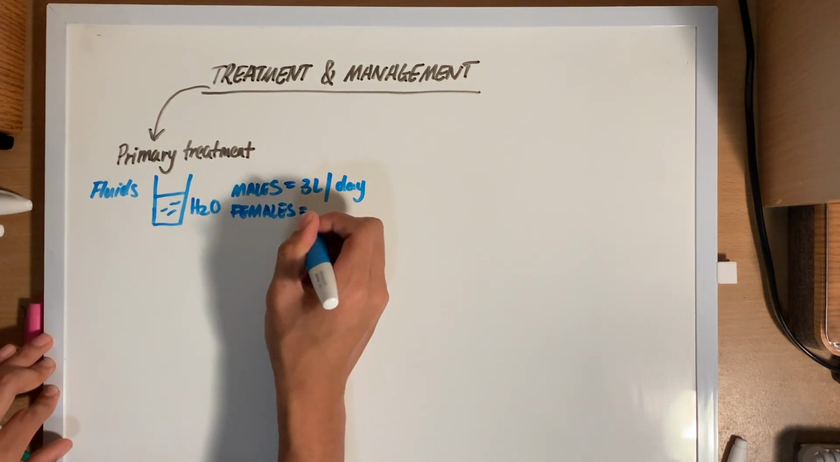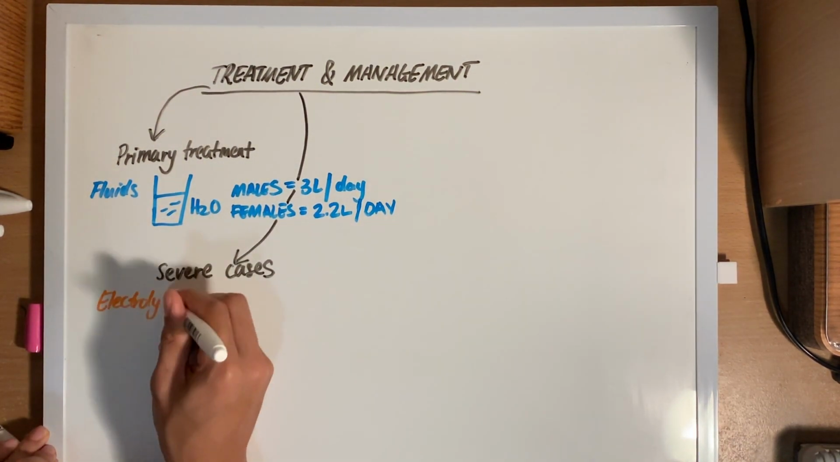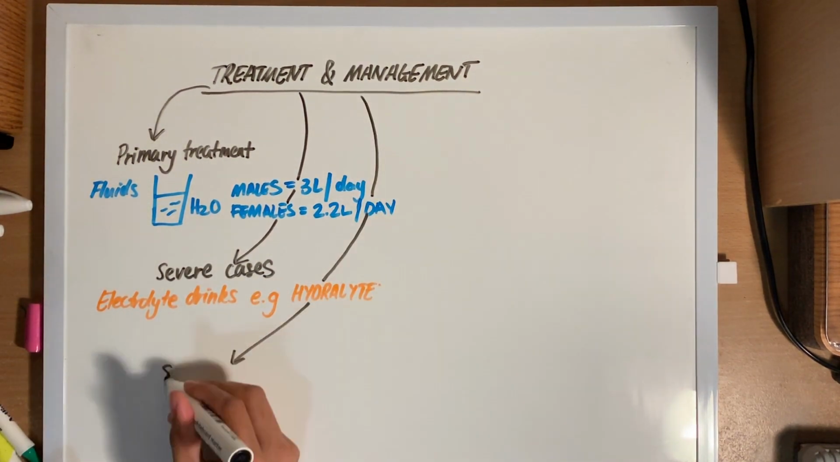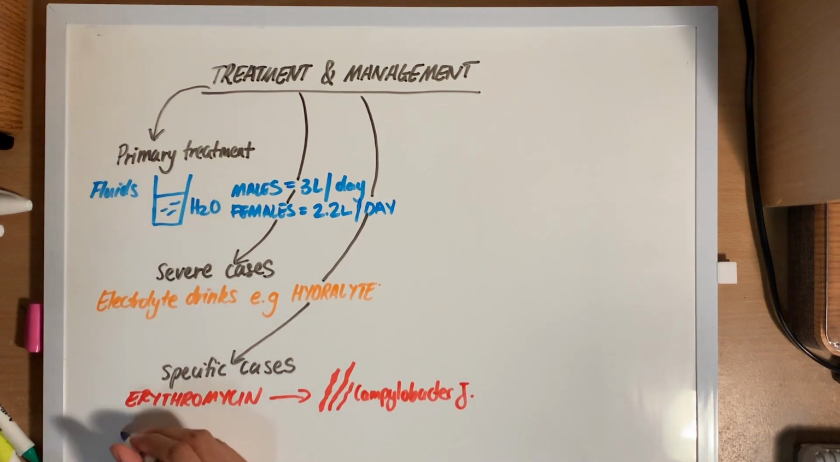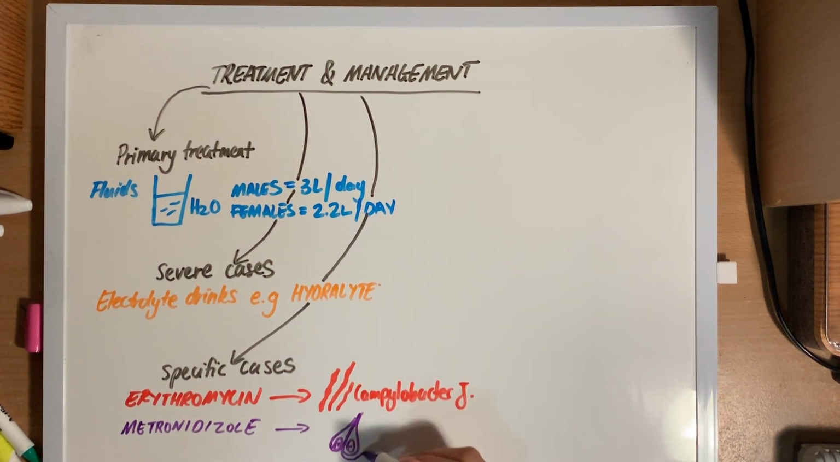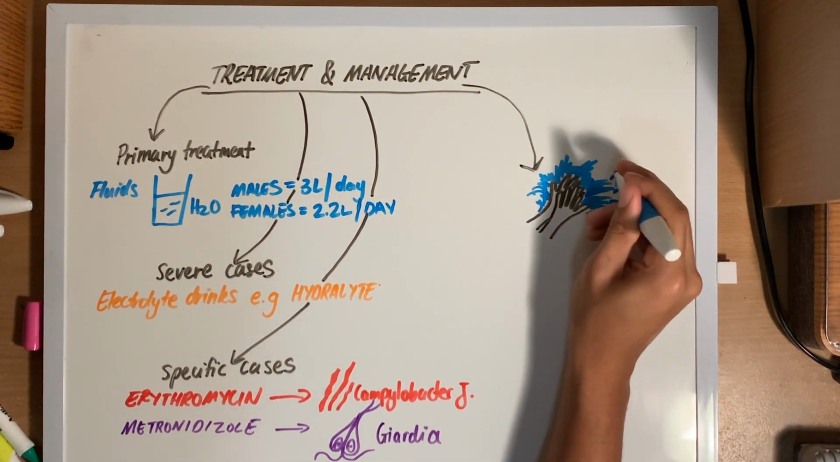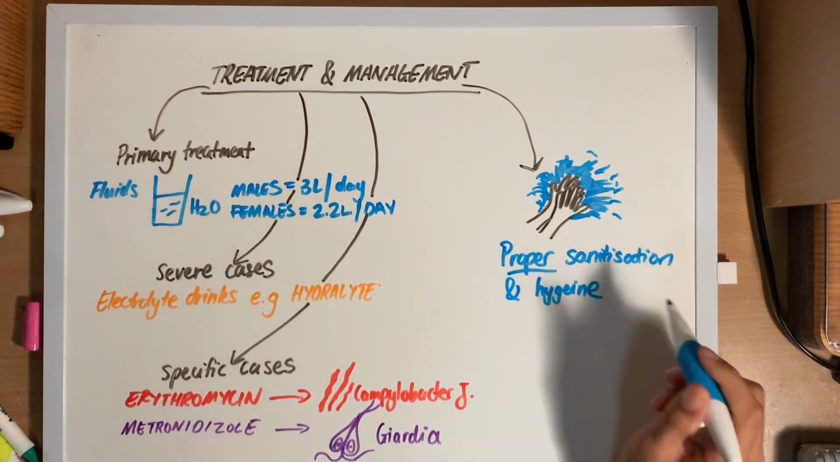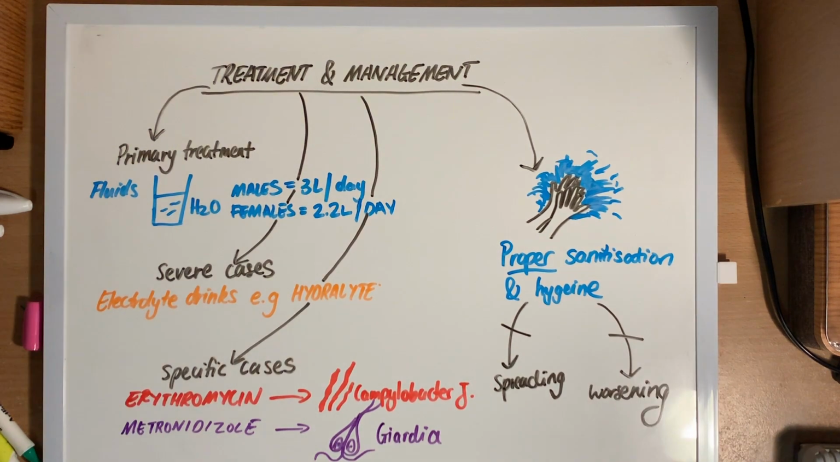These cases don't usually last longer than a week, but in severe cases further treatment is required, such as electrolyte-high fluids for extreme dehydration, or specific antibiotics like erythromycin or metronidazole, for Campylobacter jejuni or Giardia respectively. As for managing the condition, proper sanitation and hygiene is imperative in preventing the condition from worsening or spreading to others.